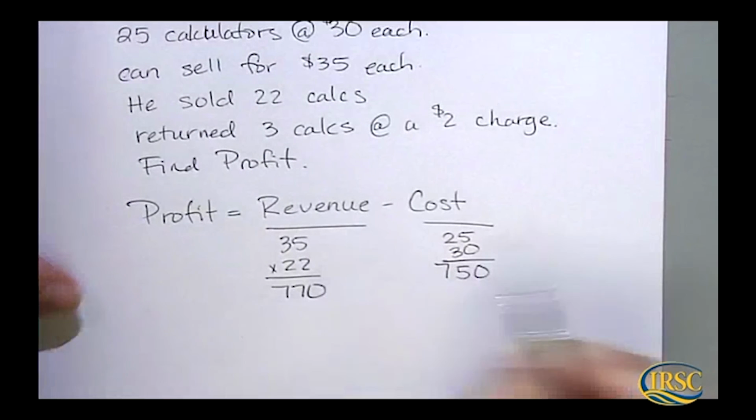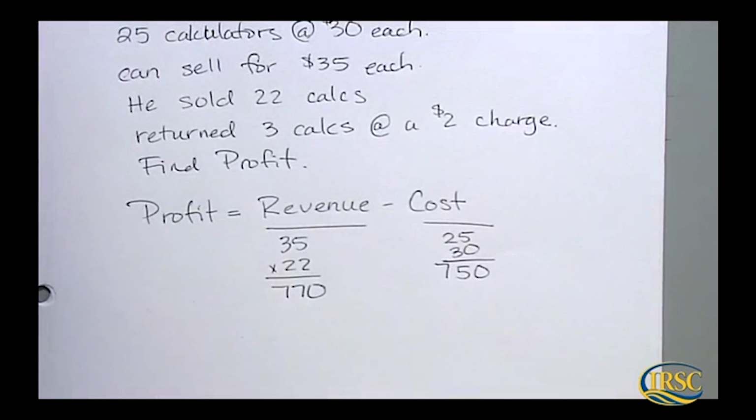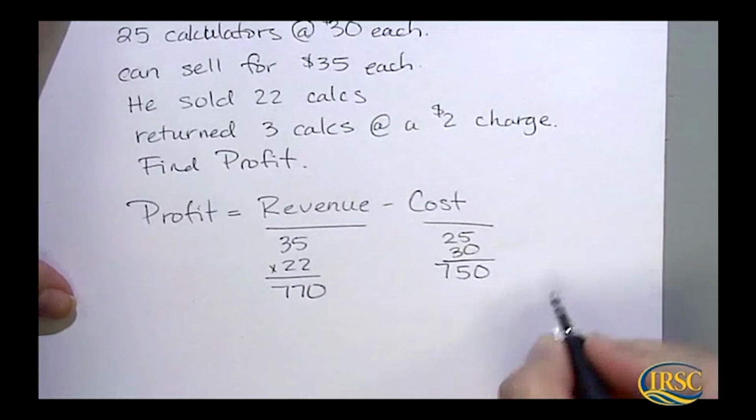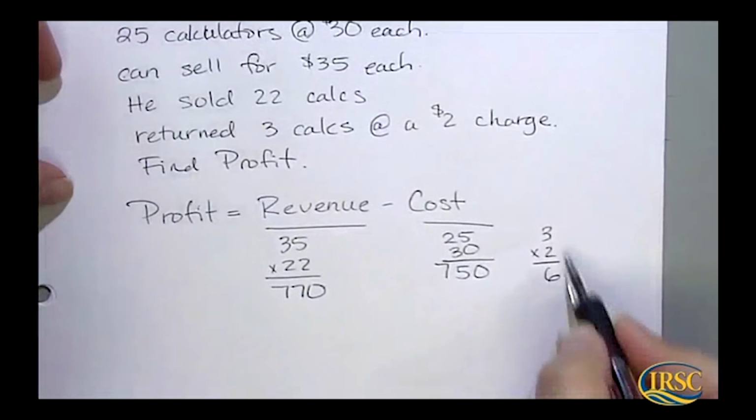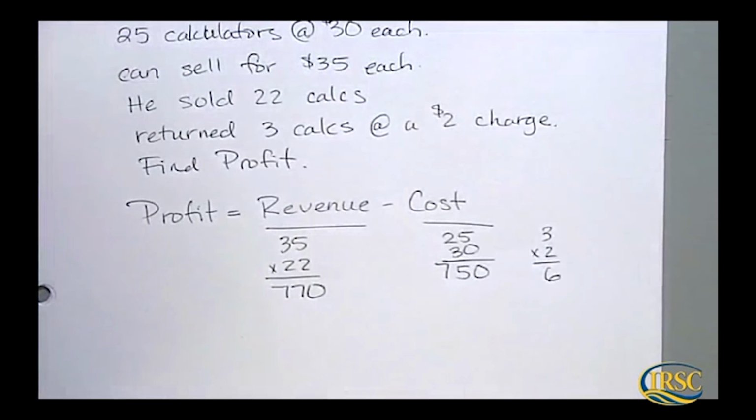Okay, $770. And then calculate 3 times the $2 that he's going to have to pay back. Okay, so three calculators at $2 each. Okay, so this is a cost also, so I've written it over here. Okay, anything else? Now you would subtract the $6 from the revenue. Okay, so there's one thing that you're missing, though.